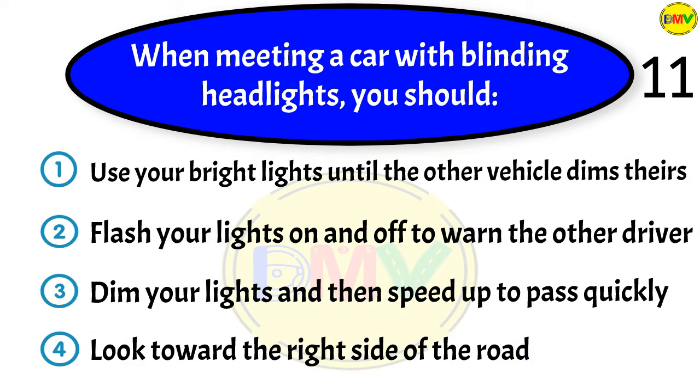Question 11. When meeting a car with blinding headlights, you should: 1. Use your bright lights until the other vehicle dims theirs. 2. Flash your lights on and off to warn the other driver. 3. Dim your lights and then speed up to pass quickly. 4. Look toward the right side of the road.